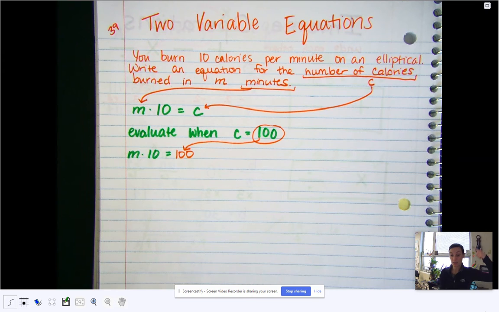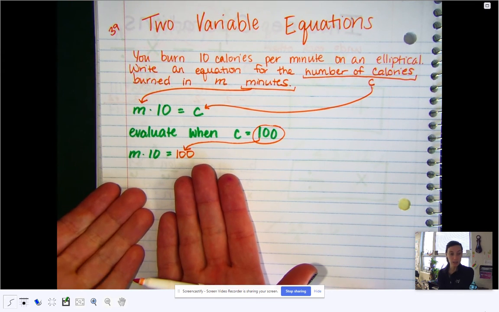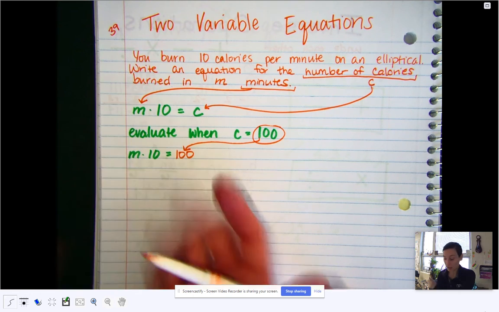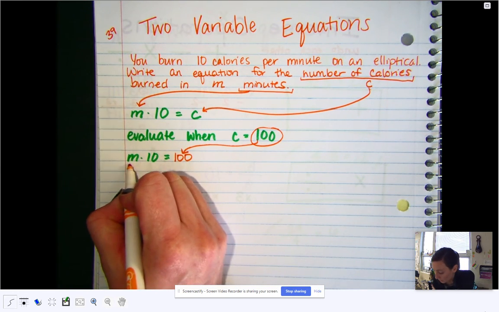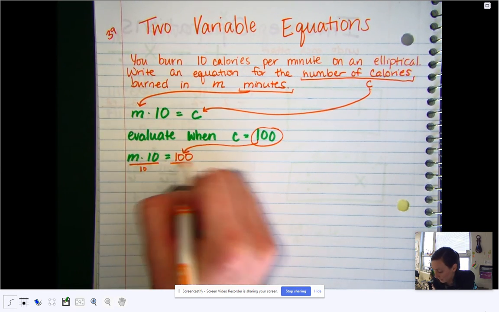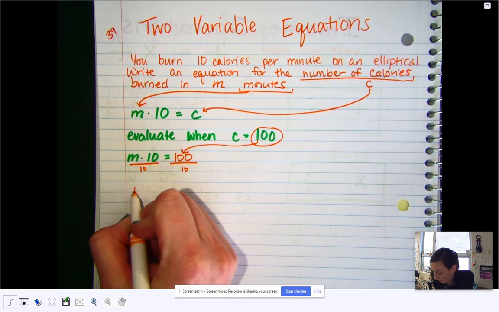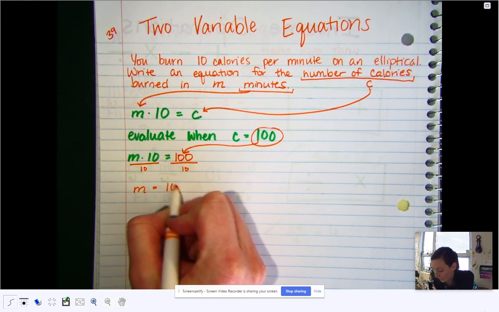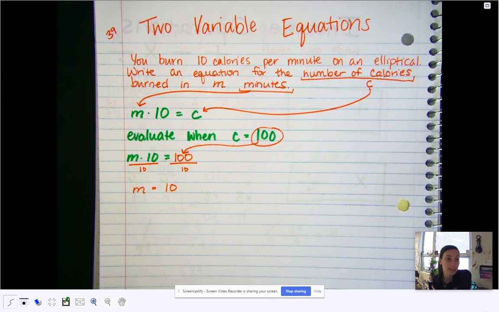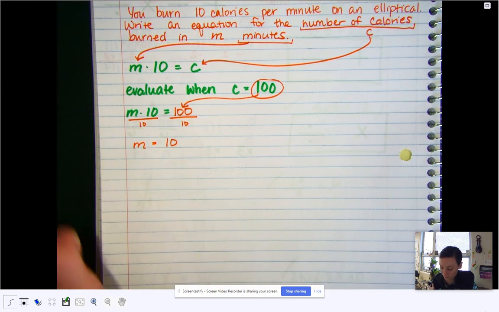Now I go back to my training about what I do. I know what to do with this, right? This is multiplication. I do the inverse operation. So I divide both sides by 10, and I get that M equals 10. So I was on the elliptical for 10 minutes. Okay? There's the first piece of this.